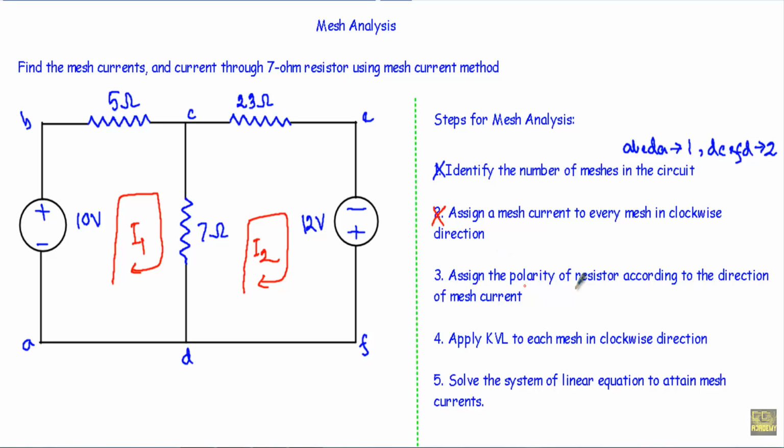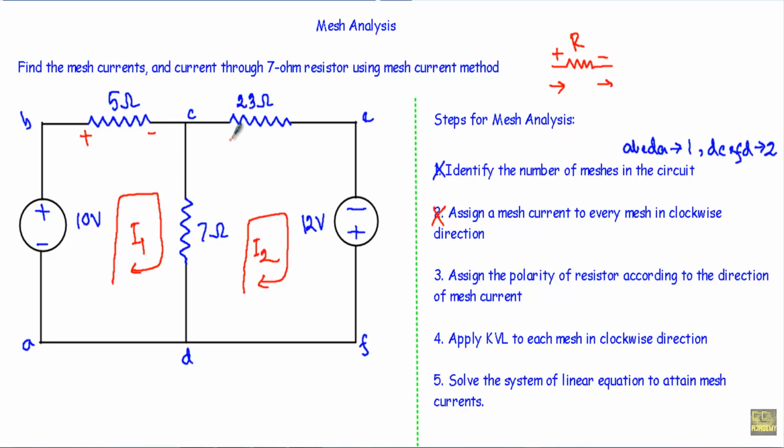After that, I have to assign the polarity of a resistor according to the direction of mesh currents. See, a resistor is a non-polar element. That means it does not have any positive or negative side. The direction from which current will be entering will be its positive side, and the direction from which the current will be leaving will be its negative side. Okay, so in case of this 5 ohm, I1 will be entering from this direction, so this terminal should be positive and this terminal should be negative because loop current is flowing in this direction.